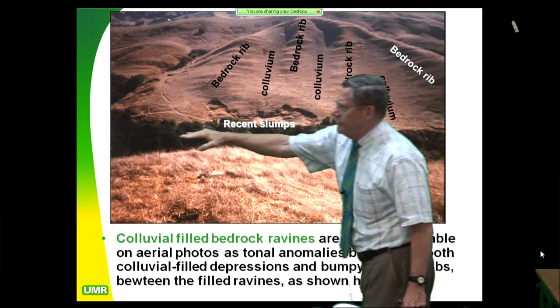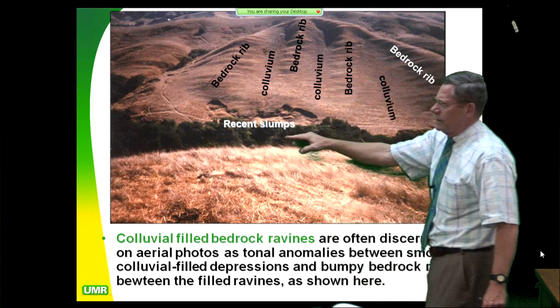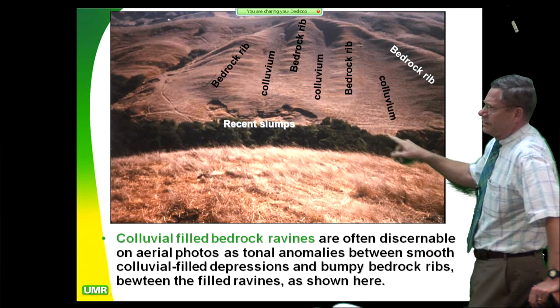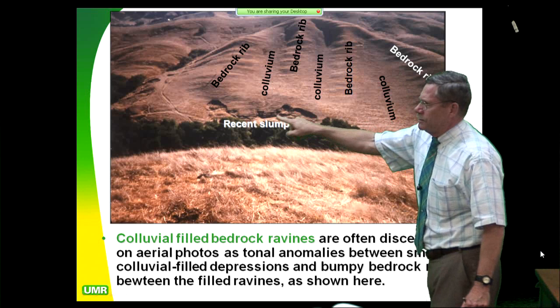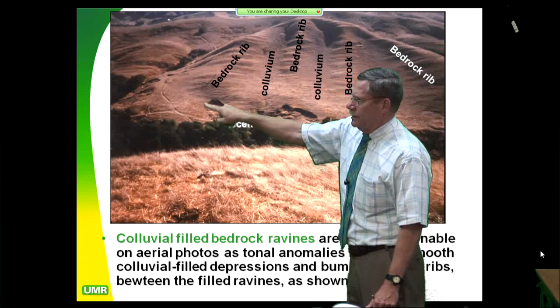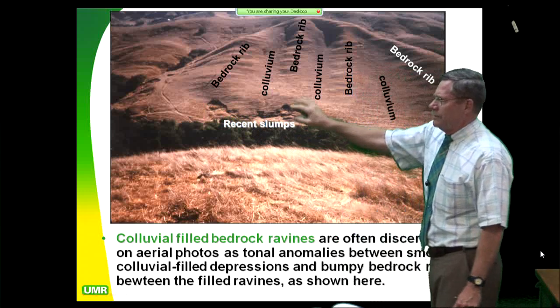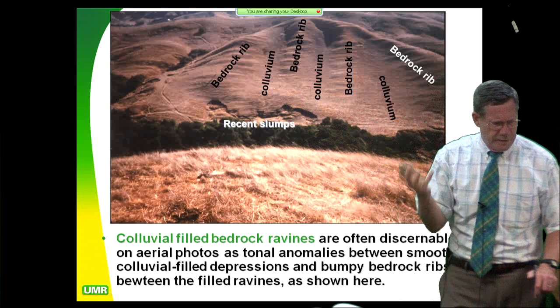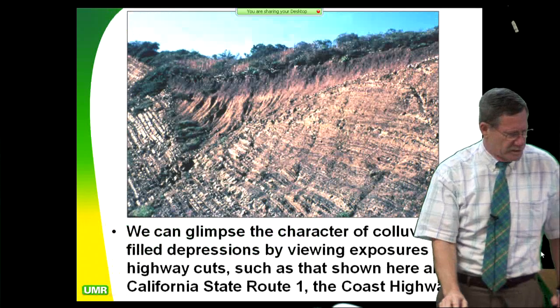And down here, there's down cutting occurring on this trunk channel. That's the first order trunk channel. There's no channels here yet. And you can see the erosion, recent slumps that are occurring right here in the colluvium, because water is coming up underneath the colluvium and literally lifting it off the slope.